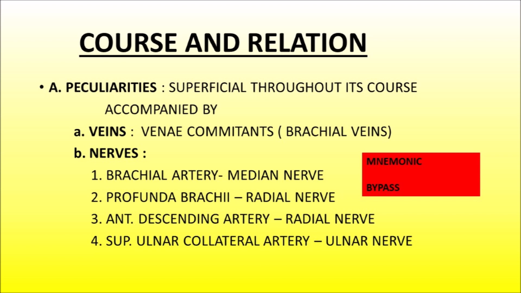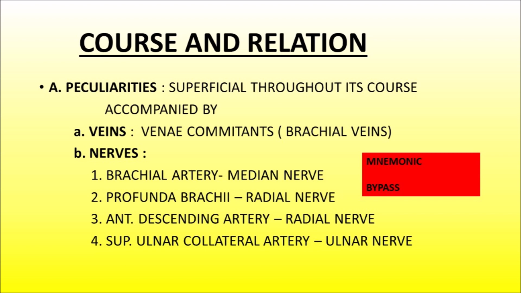Let us move on to course and relation. Brachial artery is superficial throughout its course and is accompanied by venae comitantes, which are the brachial veins. The brachial artery accompanies the median nerve. The profunda brachii, which is a branch of the brachial artery, and the anterior descending artery, which is a branch of the profunda brachii artery, both accompany the radial nerve. The superior ulnar collateral artery, which is a branch of the brachial artery, accompanies the ulnar nerve.